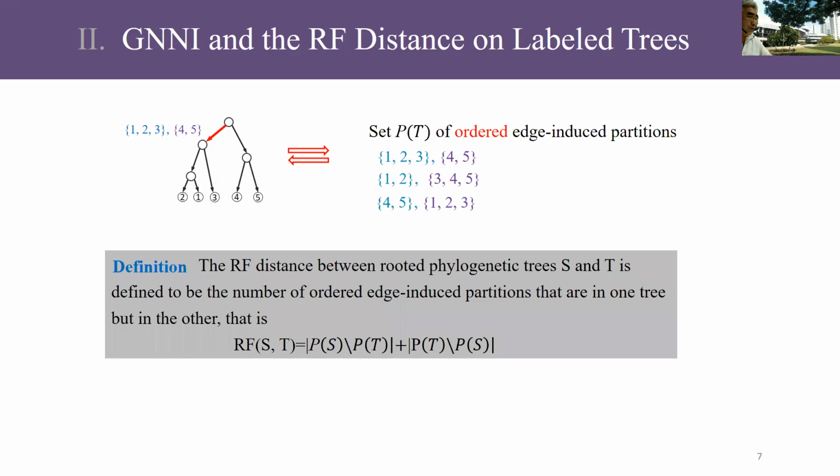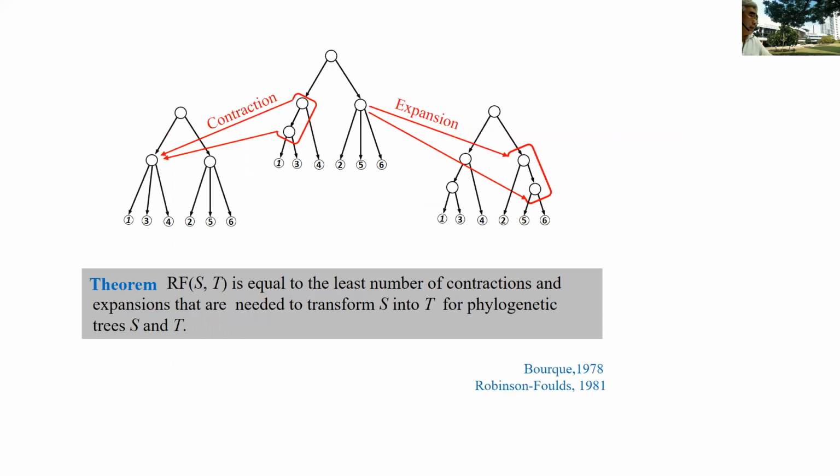Therefore, the Robinson-Foulds distance between two phylogenetic trees is defined to be the number of ordered edge-induced partitions in one tree but not in the other. In 1978, Bach introduced contraction and decontraction operations on Steiner trees, which are arbitrary trees with labeled leaves. Decontraction operation is also called expansion.